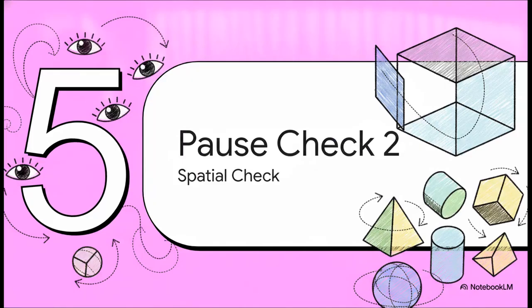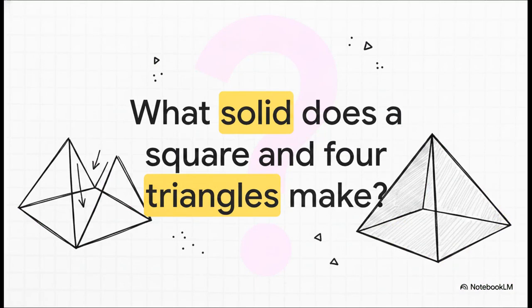Moving into section 5, pause check number 2. It's time to really test that mental spatial reasoning. And hey, if you need to close your eyes to visualize this one, go for it. That's exactly what real mathematicians do. So mentally hinge those 4 triangles upward from the square base and visualize where their points will end up. What happens when those four triangular faces meet in the air?